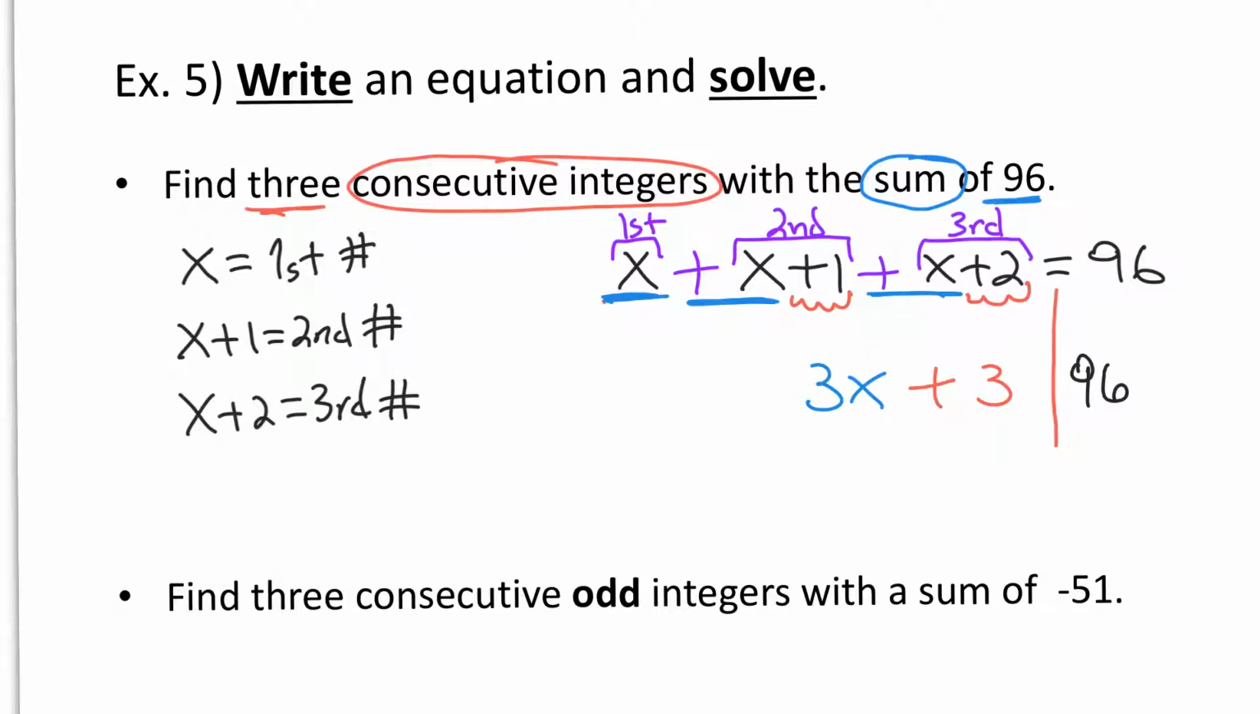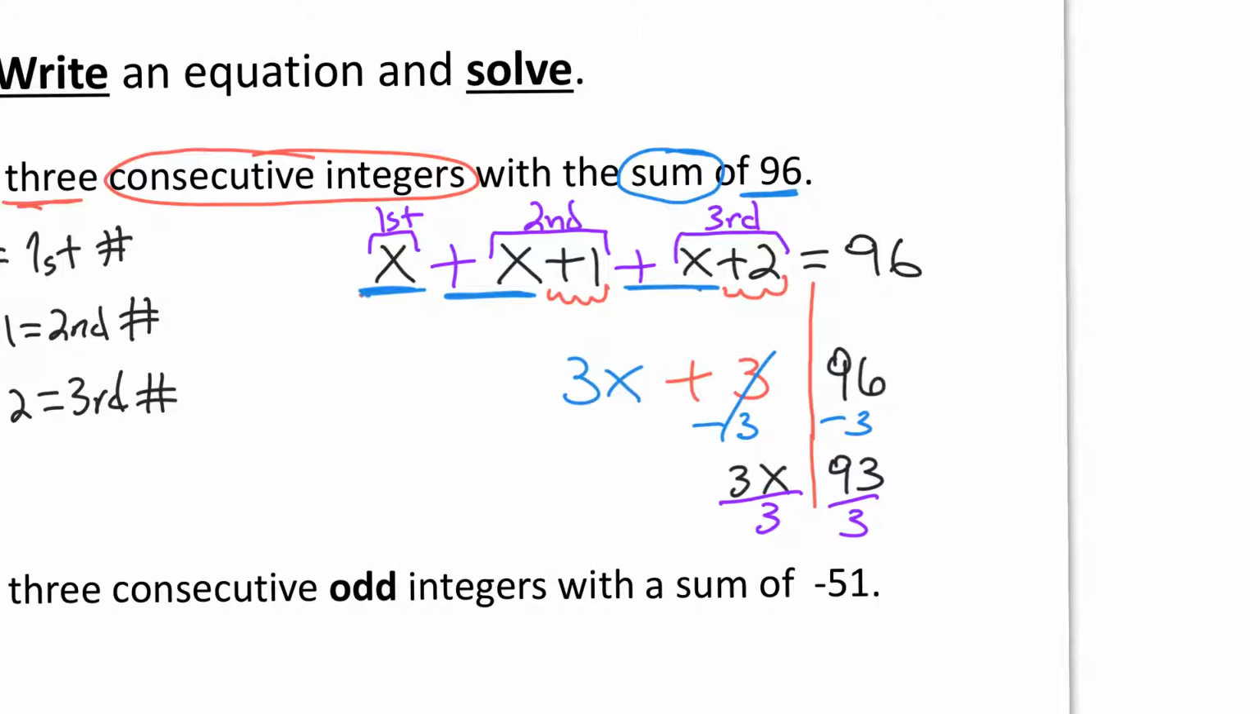So I'm going to subtract the constant. This cancels right here, and I will have 3x. On the other side, we have 93. You will divide by 3. I'm just going to put the answer on the side. Let me just move this to the side.